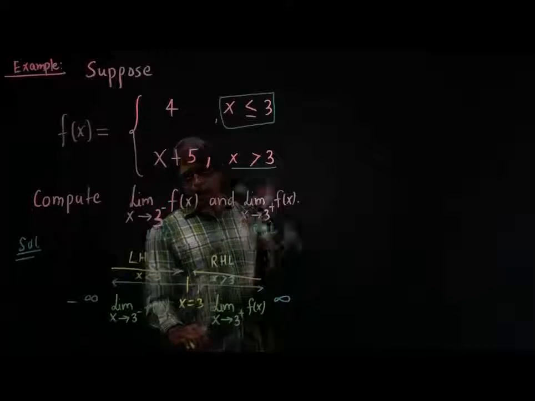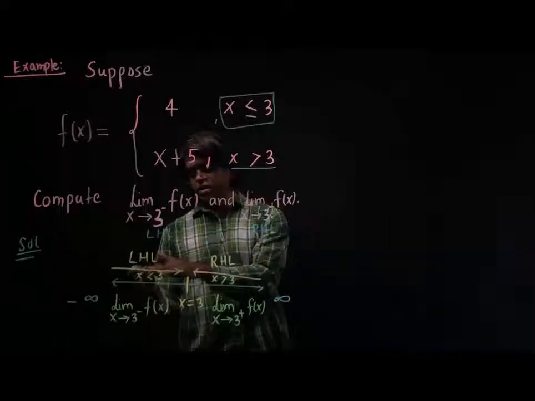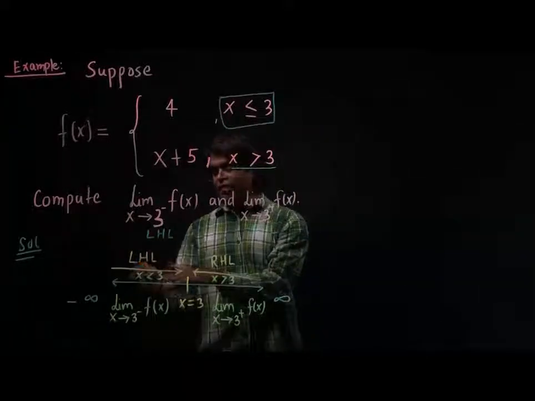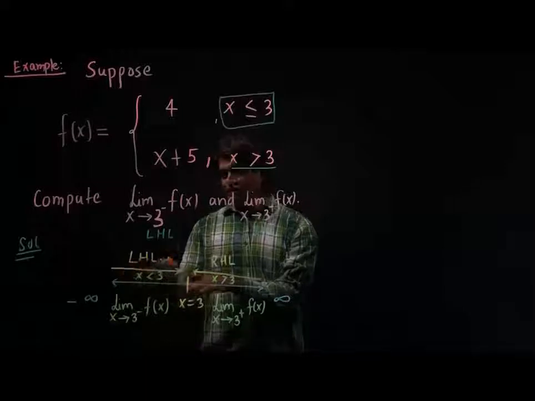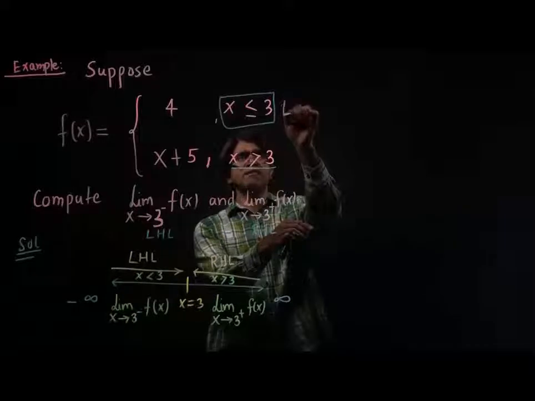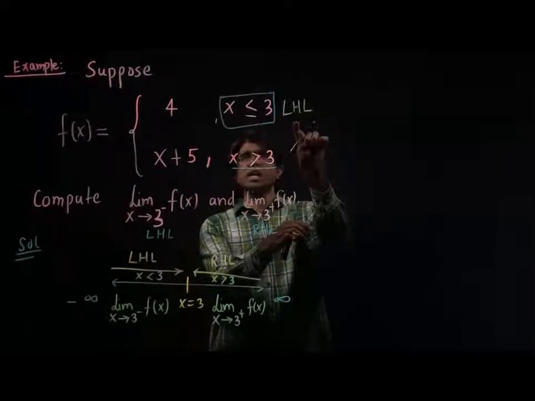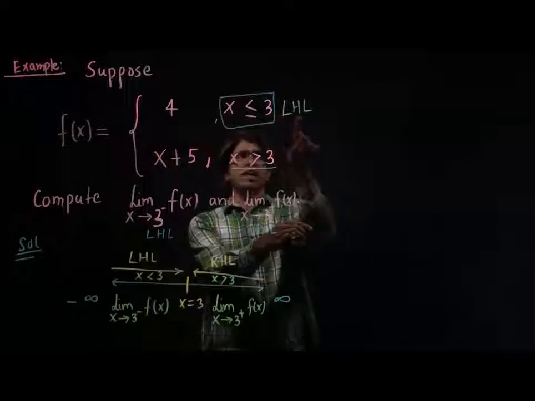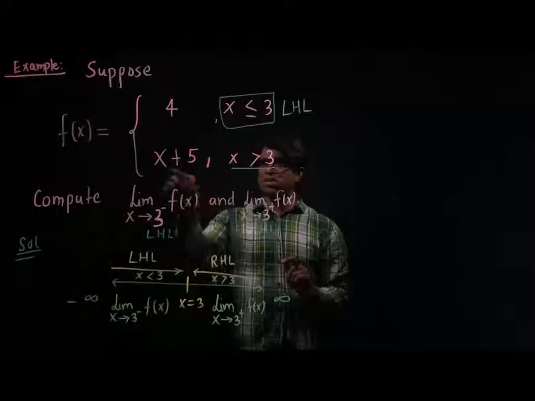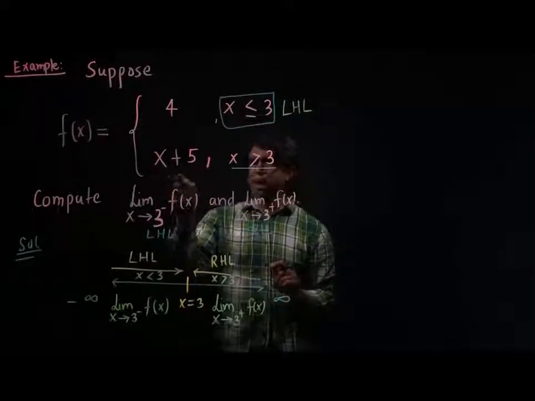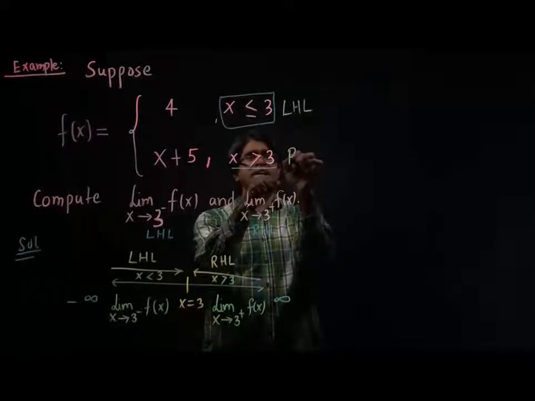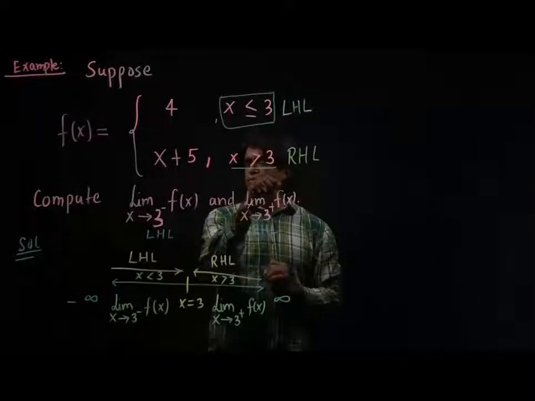Now we have a piecewise function, and we need to look at the function when x is less than 3. That part of the function will be my left hand limit. So we need to use this part of the function to find the left hand limit. And the right hand limit is when x is greater than 3. The piecewise function has a second part, x is greater than 3, which is x plus 5. So we will find the right hand limit for that part of the function.